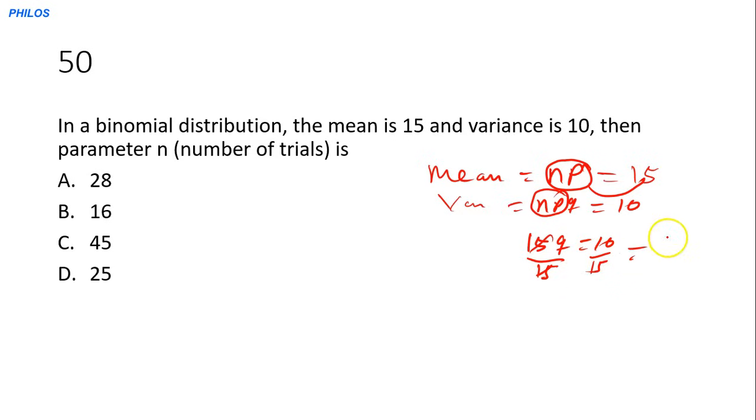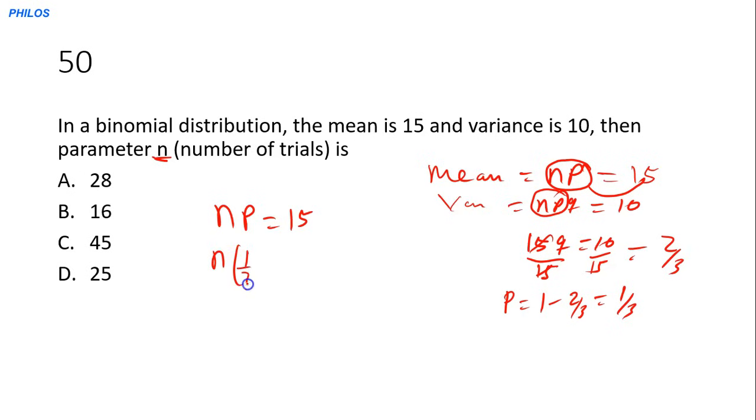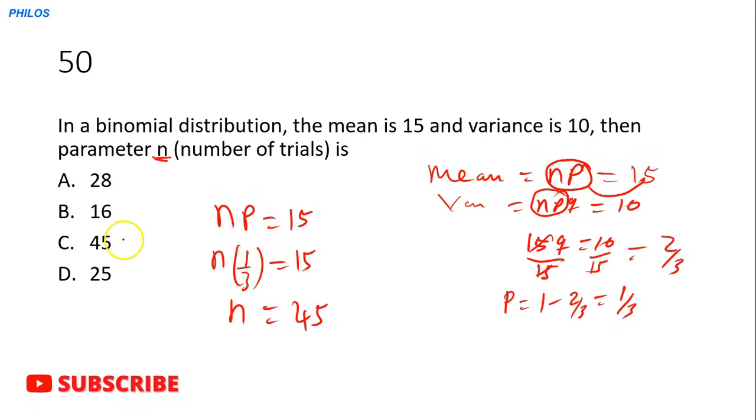So if we divide both sides by 15, q will be equal to 2 over 3. So if q is equal to 2 over 3, then p will be equal to 1 minus 2 over 3, which is 1 over 3. So we've gotten the value of p to be 1 over 3, but we want the value of n rather. So to get the value of n, we also know that n times p is equal to 15, isn't it? And we've gotten p to be 1 over 3. So we just substitute. N into bracket 1 over 3 is equal to 15. So if you multiply both sides by 3, we have n is equal to 45. So the answer for question 50 is C.